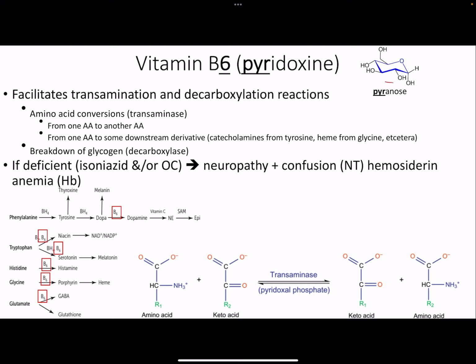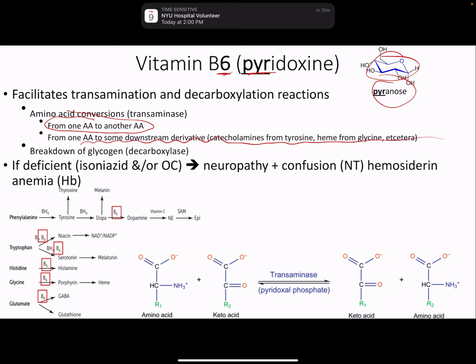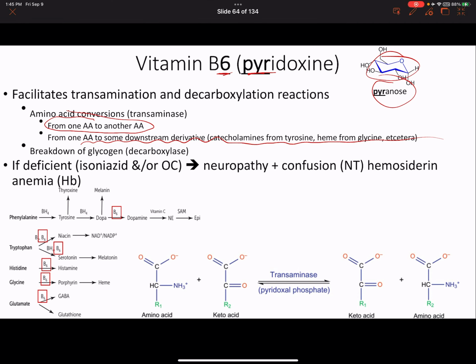Vitamin B6, I think of pyranose, which is a 6-membered ring, and this is B6, pure, and it facilitates transamination and decarboxylation reactions. Transamination, where do we see amino groups? Well, in the amino acids. So it's going to make sense that it helps convert from one amino acid to another. Amino acids can also be converted into a lot of interesting downstream products. We can make melatonin, serotonin, histamine, heme, all of these cool neurotransmitters are dependent on it. Also, it's associated with decarboxylases, so breaking down of glycogen is going to be important as well.